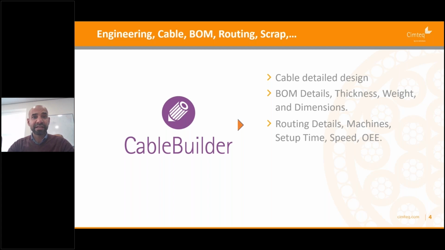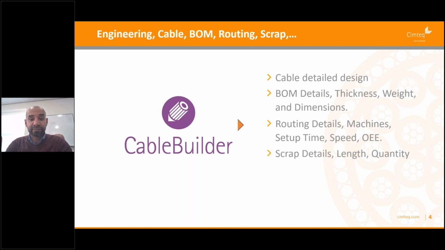The routing details: the machine, the task, which kind of machine I'm going to use, what task I'm going to do, and if this machine is booked, what is the alternative machine, the setup time, the running time, the speed, the overall efficiency, and how to get the result of the overall efficiency for that machine for 24 hours, for 2 days, for 1 day, for 1 week, for 1 month, and the inventory of each machine.